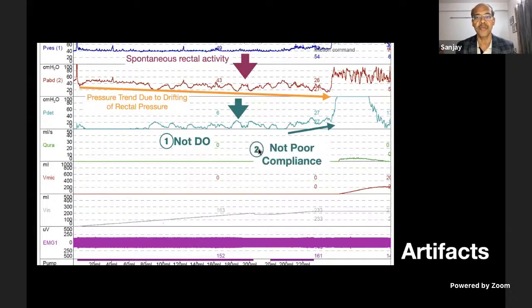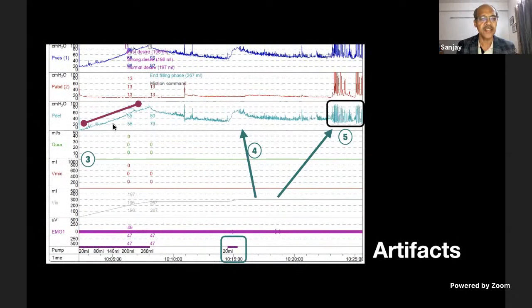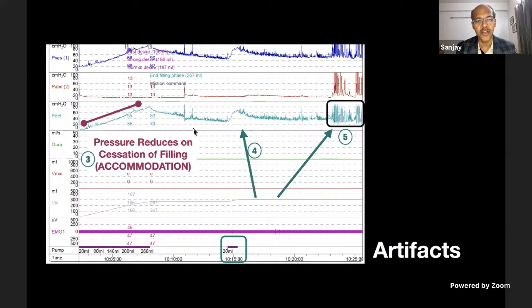So it's not really poor compliance, because you can see the vesical pressure is almost a flat line, very little rise towards the end. Some other things you can see: if you fill too fast, and this patient has been filled very fast, the pressure goes up dramatically. And this poor compliance is almost certainly an overestimate of the pressures. The clue to that is, you stop filling and you find the pressure going down. This accommodation which you get in pressure on stopping the filling is a sign that you are actually filling too fast.